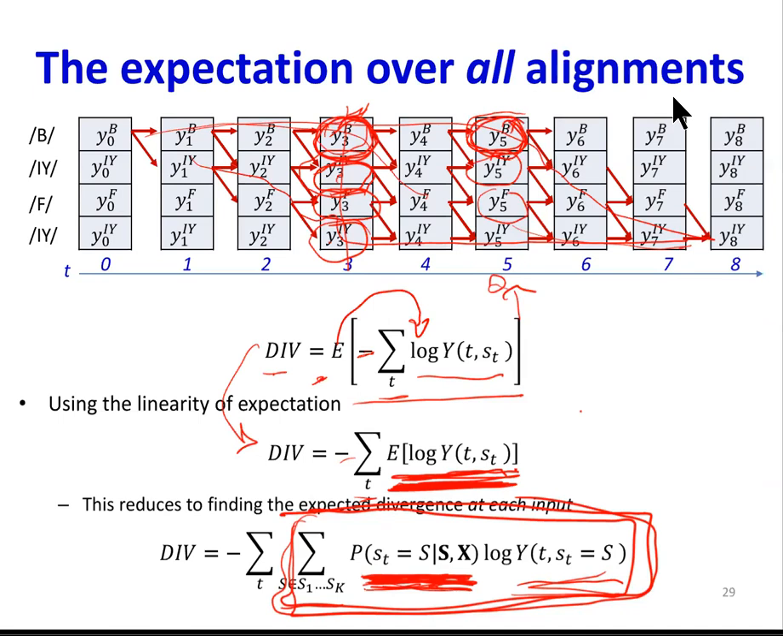So K equals 4 in this case, right? K is 4 in this case. Okay, thank you. Right, so because you're summing over all. Any other questions?